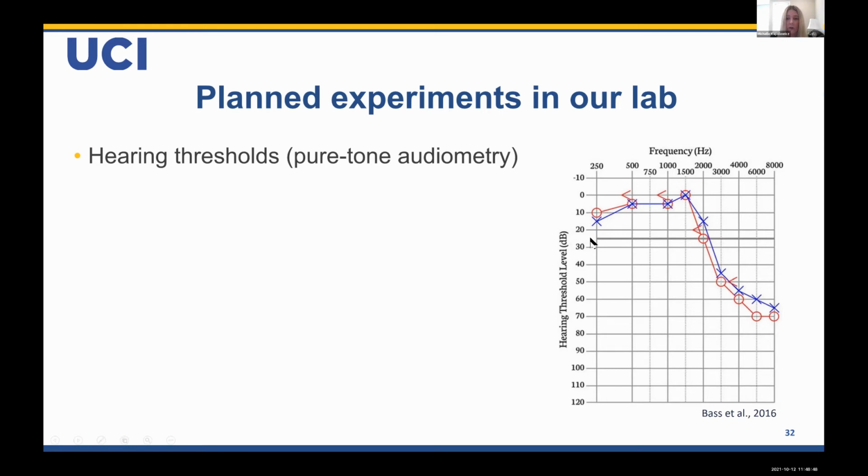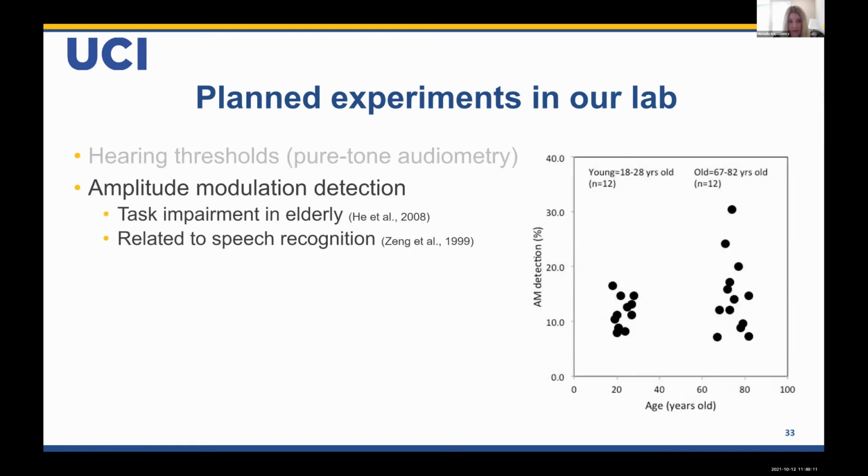So normal hearing would be this gray bar that goes across at 25 dB. So anything lower than that, meaning the volume doesn't need to be that loud and you still detect a sound, entails normal hearing clinically. And then anything that you needed to be louder than that would be considered a hearing loss. So we do that first.